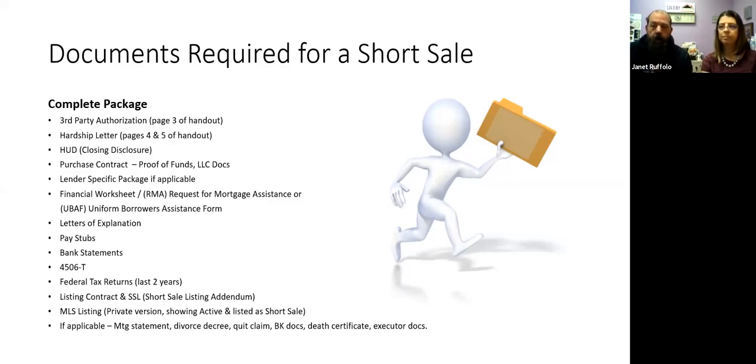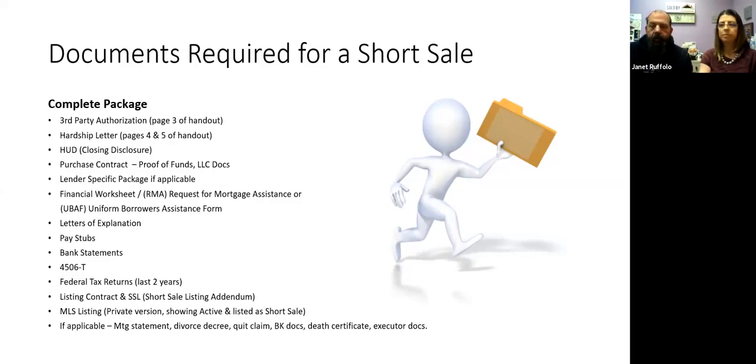We need a purchase contract. If you have a purchase contract, you need proof of funds, whether the people are paying cash or if they're going to get a loan. If they're purchasing in an LLC, you need an operating agreement and the articles of incorporation.